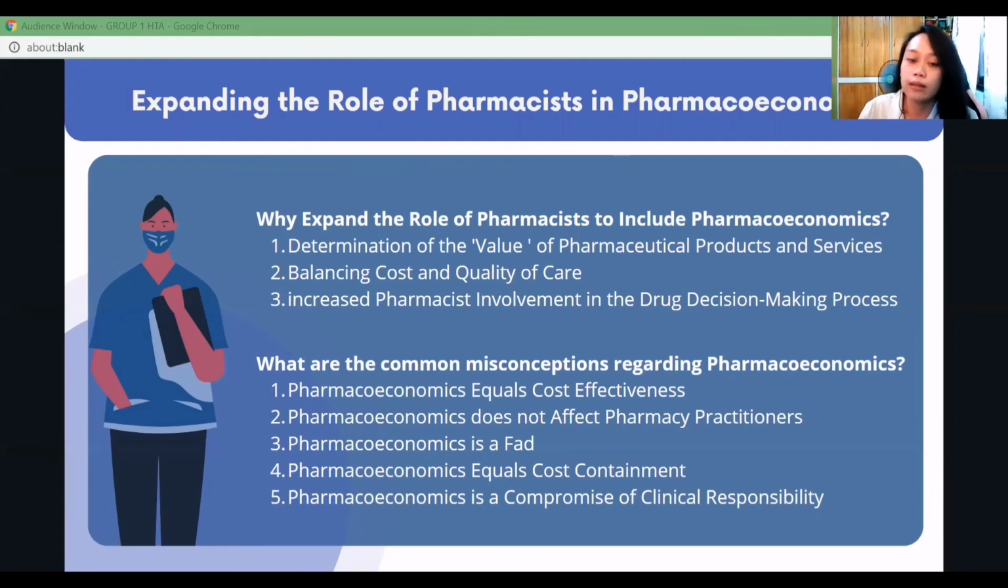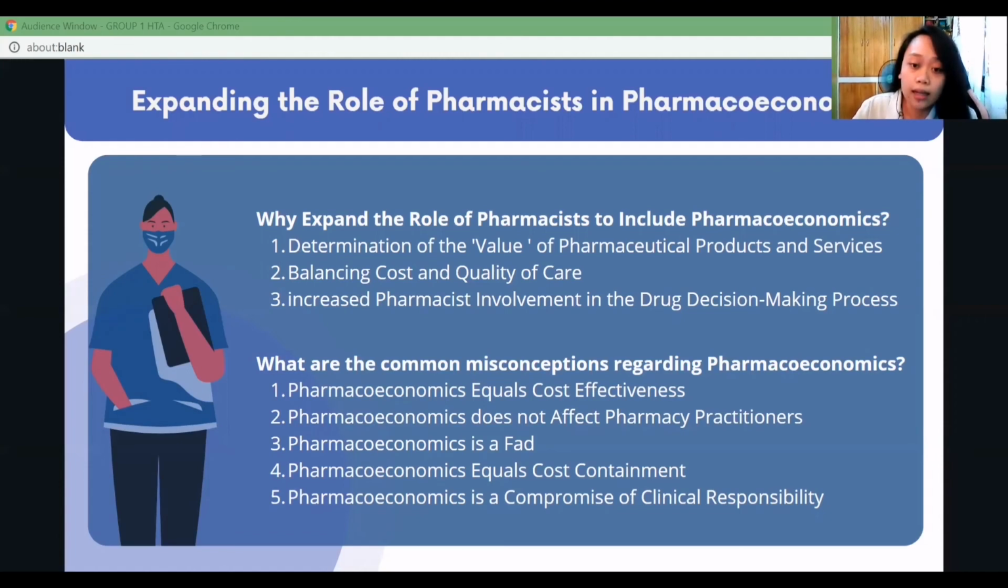So, never silang magiging equal. Cost effectiveness ay parang method lang to have a pharmacoeconomic assessment.